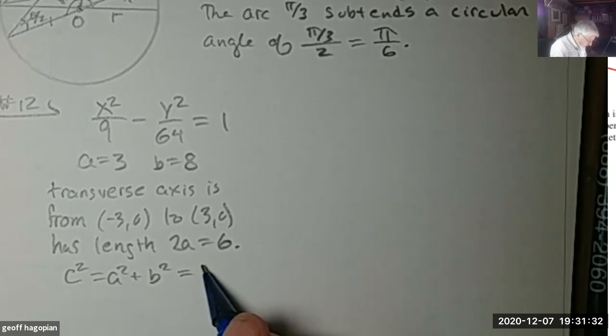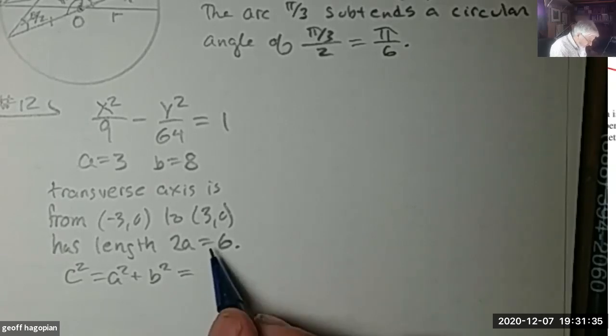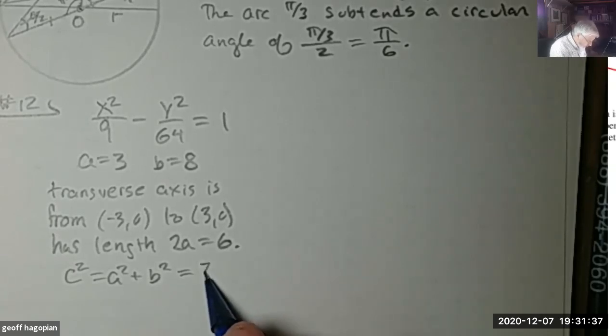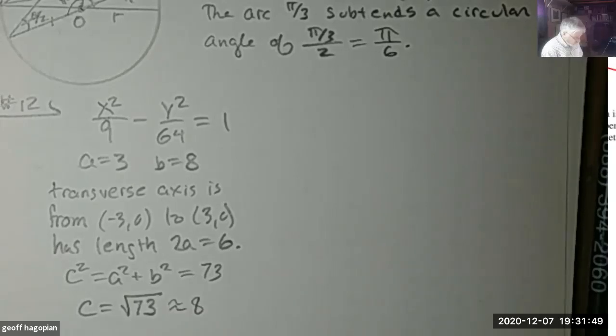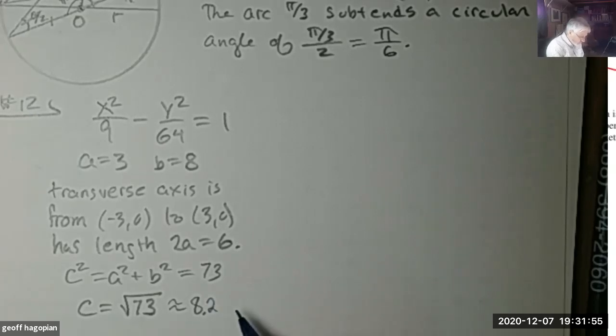But that's going to be 73. So C is equal to the square root of 73. 8.2 maybe. I think it's closer to 8.2 than 8.1. Close enough, right? So then what do they say?